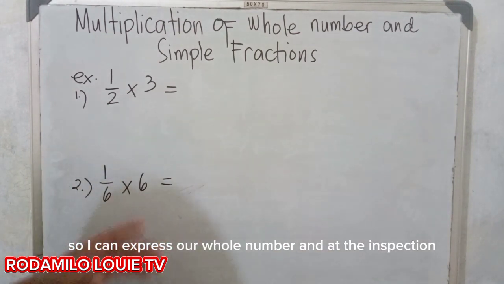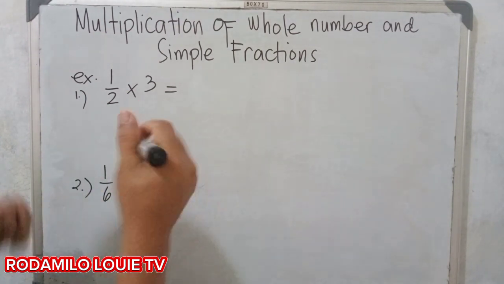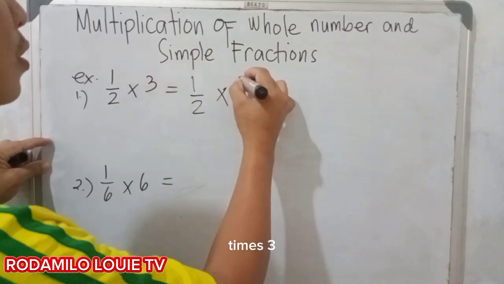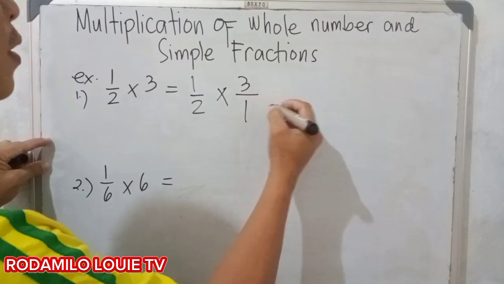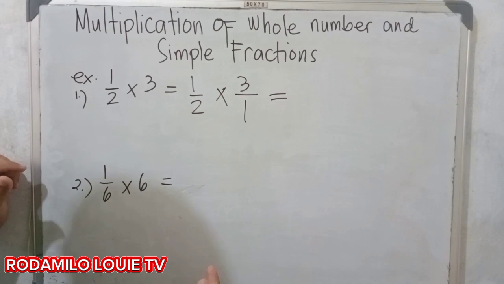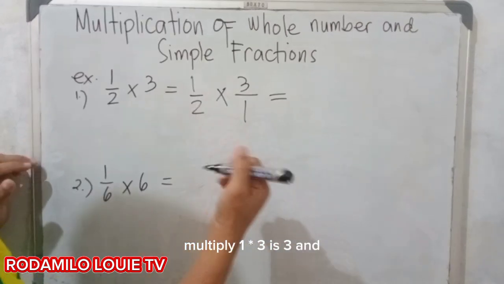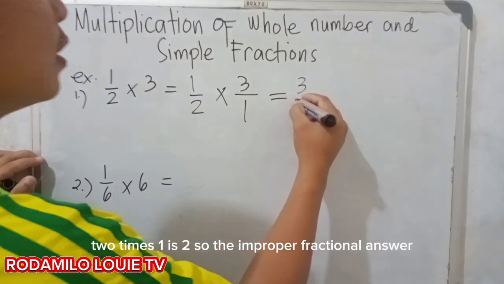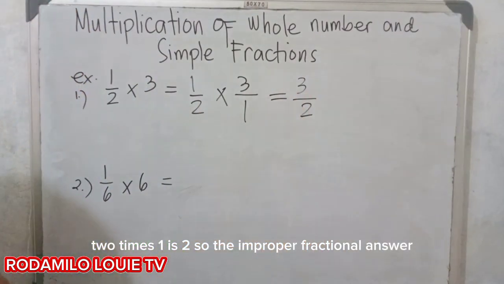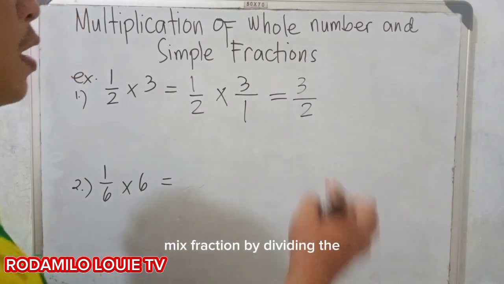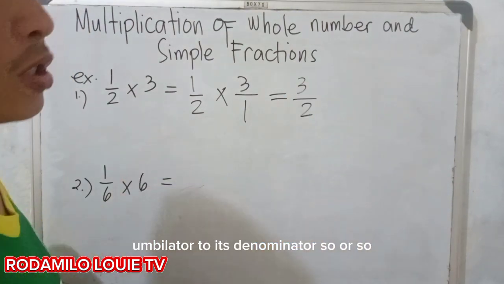So, atong i-express ang whole number na 3 as fraction. So, kopyahan na to 1/2 times 3. Butang ato denominator na 1. So, pwede na ito mag-multiply. 1 times 3 is 3. And 2 times 1 is 2. So, kay improper fraction man ang atong answer, atong i-simplify. Atong i-convert into mixed fraction by dividing the numerator to its denominator.